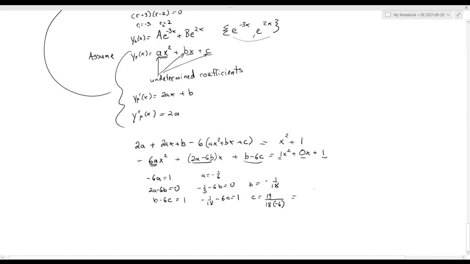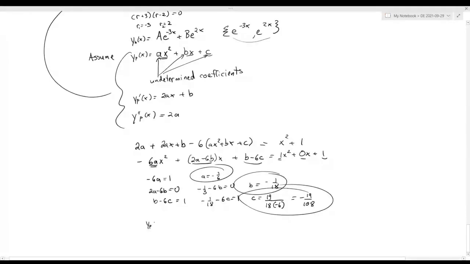60 and 48, 108. And these don't have to be pretty, but we've determined the coefficients, right? We know A, we know B, we know C. Then don't hold me to this being correct, unfortunately. So now we have a particular solution.